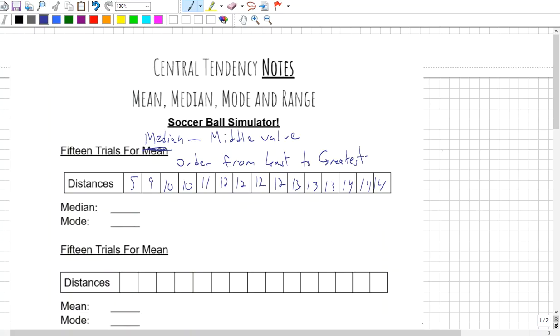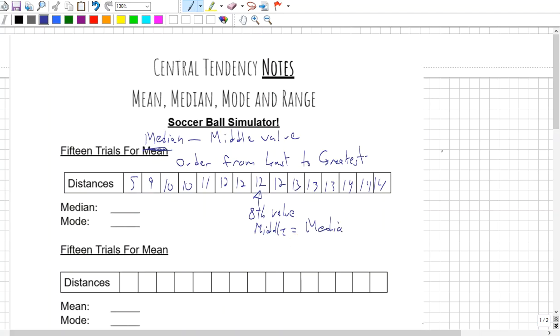And we need to find the median. The median, of course, is the middle value. And since I have 15 here, there's going to be 7 on the left and 7 on the right. That'd be 14. And the one in the very middle, the 8th one, is going to be the middle. So 1, 2, 3, 4, 5, 6, 7, 8. This one here is the 8th value. That is my middle. So therefore, that is my median.